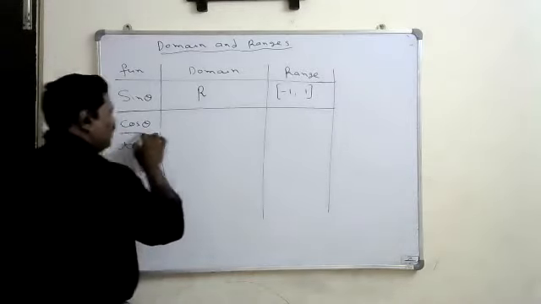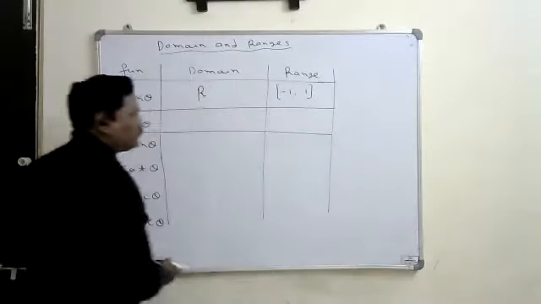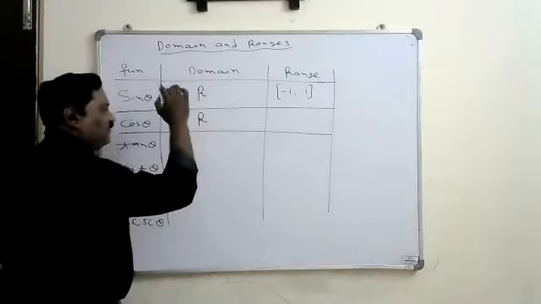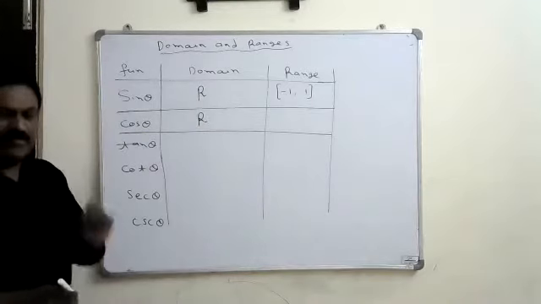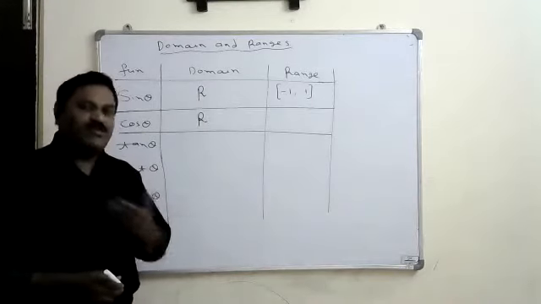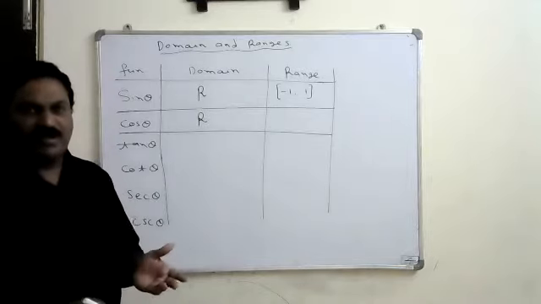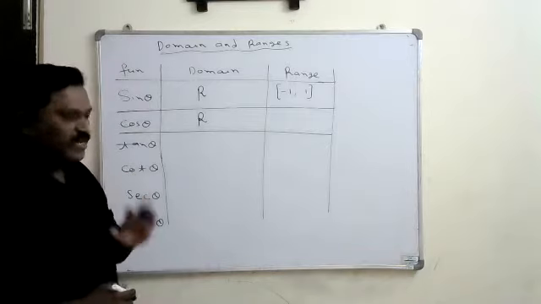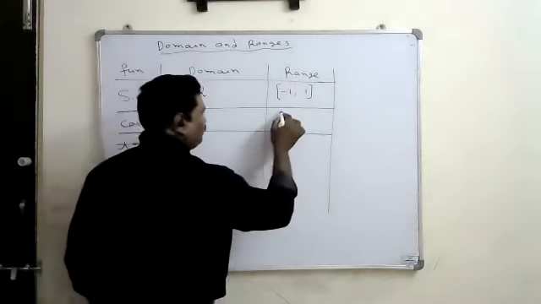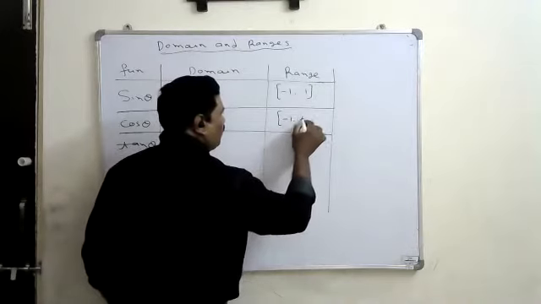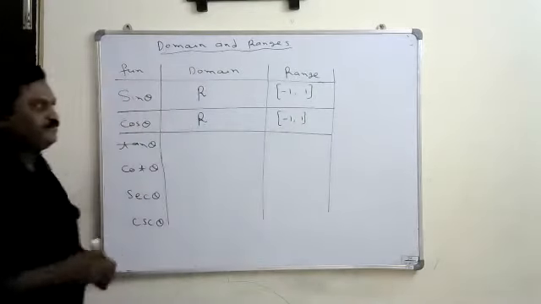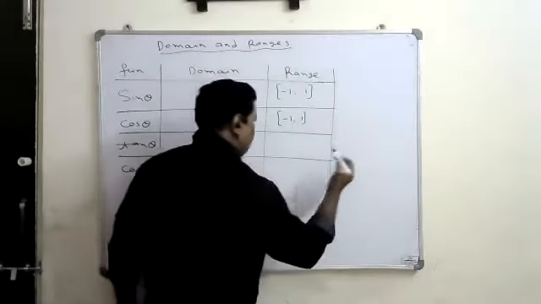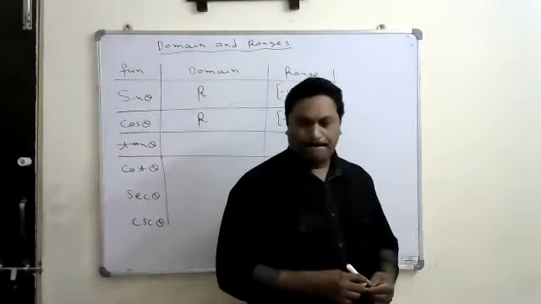So tell me, what is the domain of cos theta? Real numbers. R. Yes. Cos also always takes all the values. For no value of theta is cos giving not defined. You can give all values. And its range is -1 to 1, closed bracket. That is the range of cos theta.